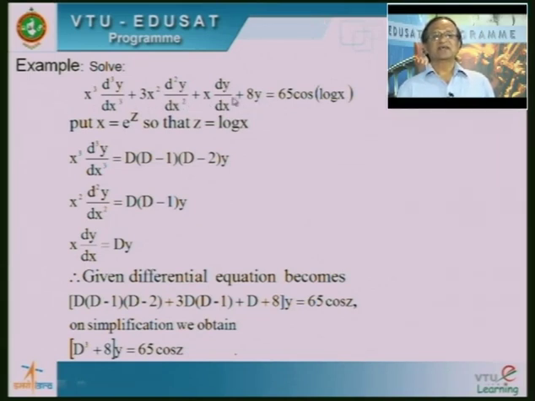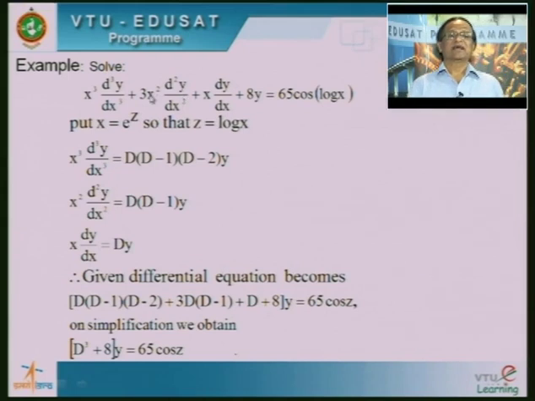So, clearly it is a non-homogeneous Cauchy-Euler equation. Now, I can use the same method, put x is equal to e to the power z, so that z is equal to log x. Now, I can find out the value of x cube into d cube y upon dx cube. What is the value? D into d minus 1, d minus 2 times of y.